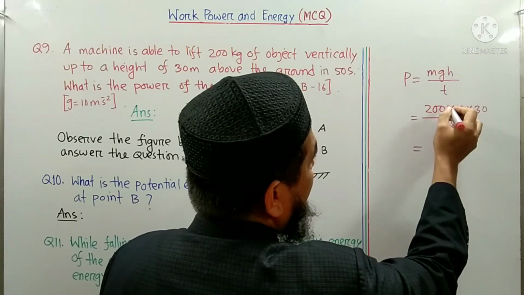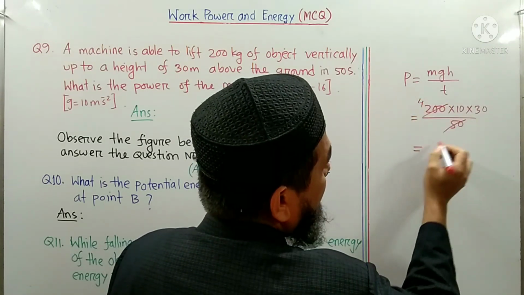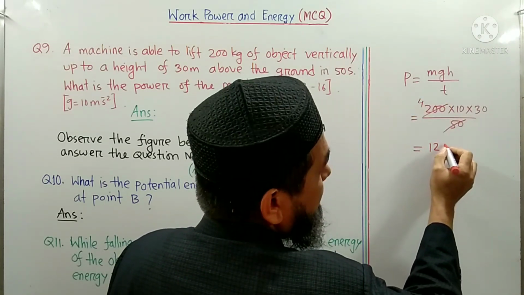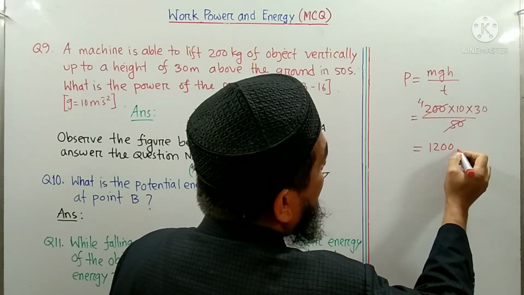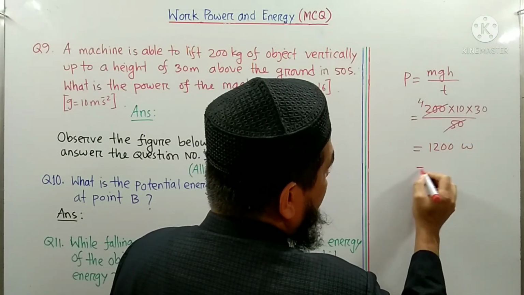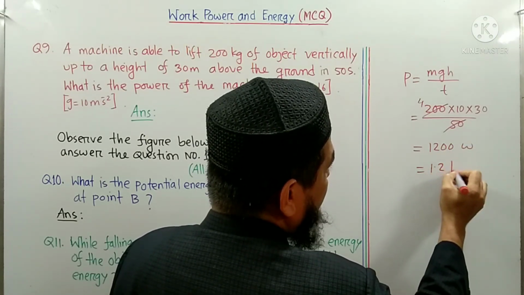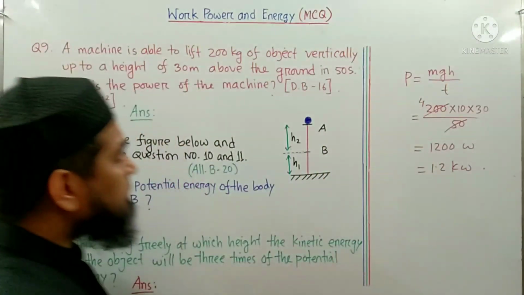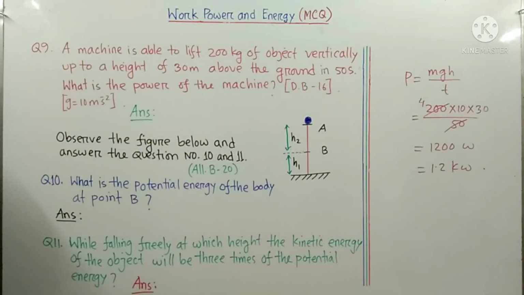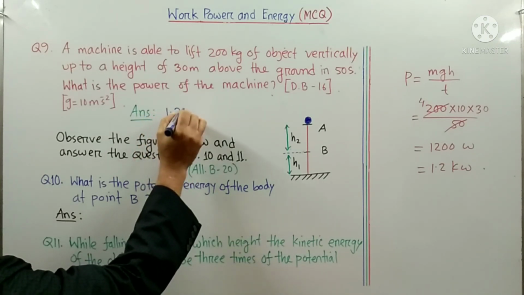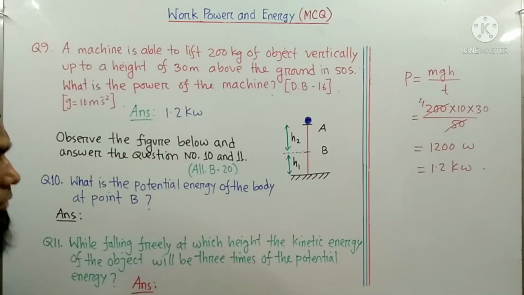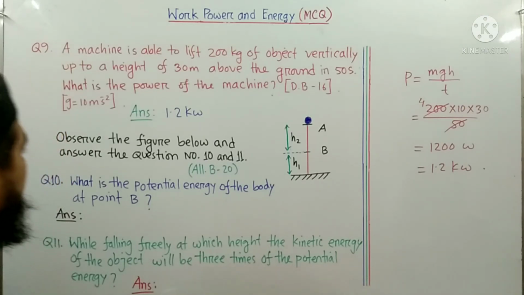So after calculation we can write 1200 watt. So it will be 1.2 kilowatt. So our result will be 1.2 kilowatt. Okay. Next question.